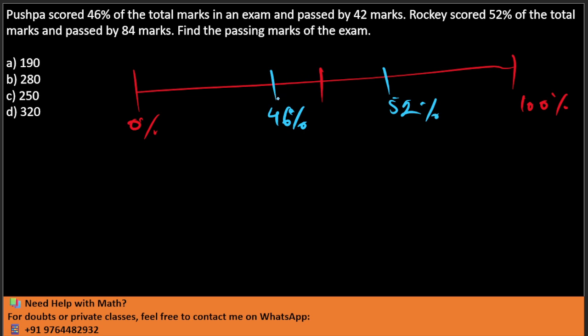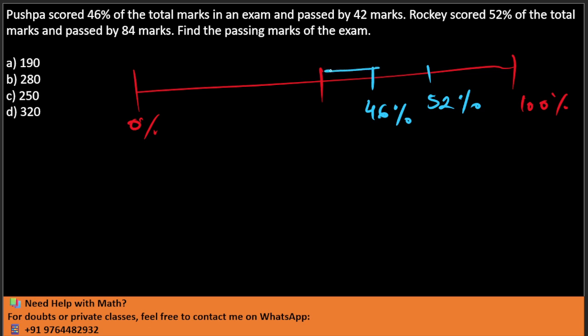and 52% will be somewhere here, right? So when he scores 46%, here he's passing, he's also passing, right? Let me correct it. So for 46 he's passing, right? So 46 will be somewhere here, and 52 also will be somewhere here. Now he is passing the exam by 42 marks, and Rocky is passing the exam by 84 marks, right?